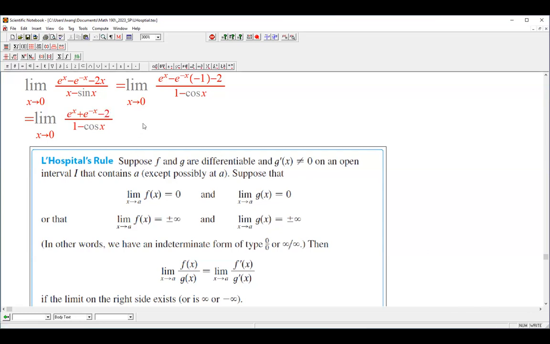So now what do we get? If x is approaching 0, the numerator is going to be approaching 1 plus 1 minus 2, approaching 0. Denominator is approaching 0 again. So we can use the L'Hopital rule one more time. The derivative of e to the power x is e to the power x. The derivative of e to the power negative x is minus e to the power negative x. The derivative of 2 is 0. And this piece, we're going to have minus sine x.